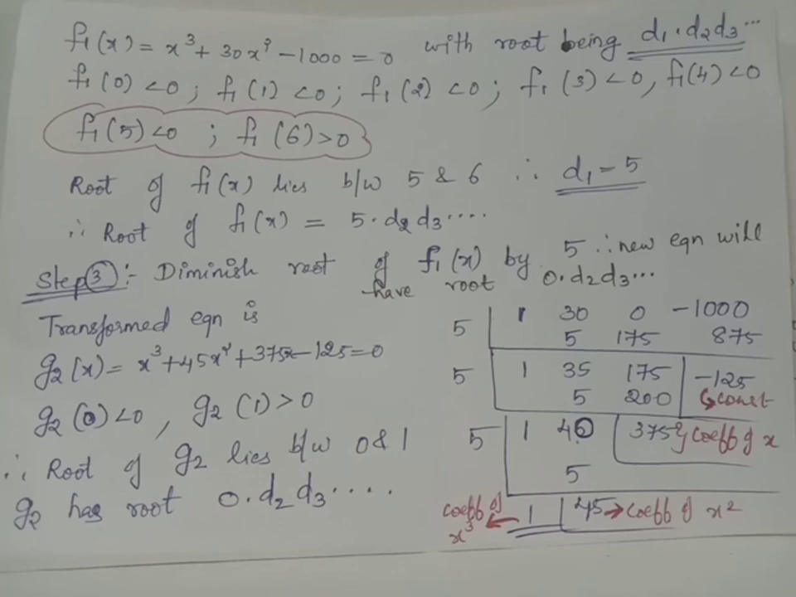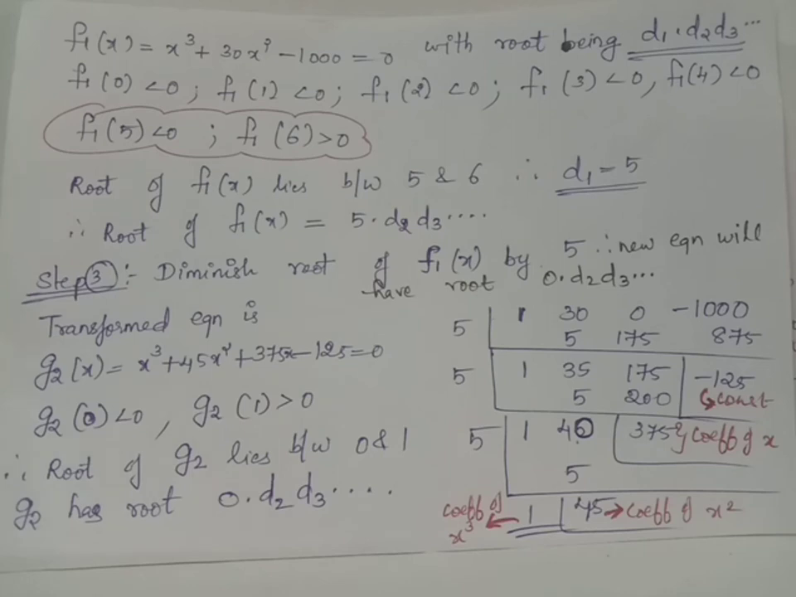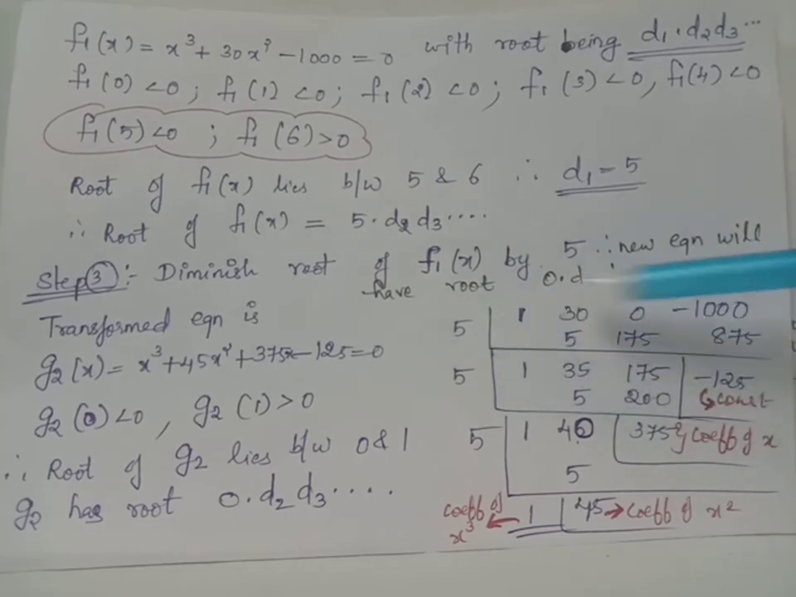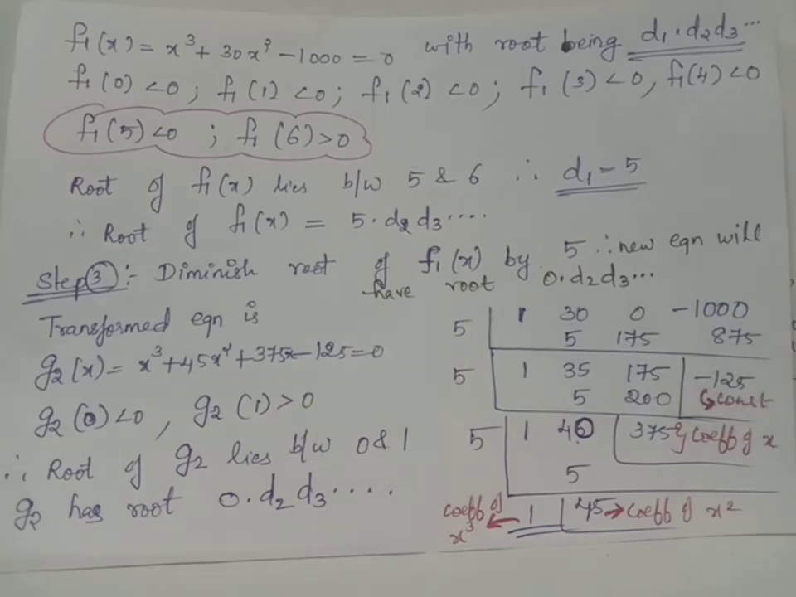Now let us diminish roots of f1 of x by 5. For this, we have to make use of synthetic division method again. We have f1 of x will have coefficients 1, 30, 0 and minus 1000. These coefficients are written here and we have to perform the synthetic division method using 5 here. 1 is written as it is, 1 into 5, 5 is written here. These two values are added and written here. 35 into 5, product is written here. These two values are added and written here. 175 into 5, answer is written here. These two values are added and the answer is written here. This last value becomes the constant term.